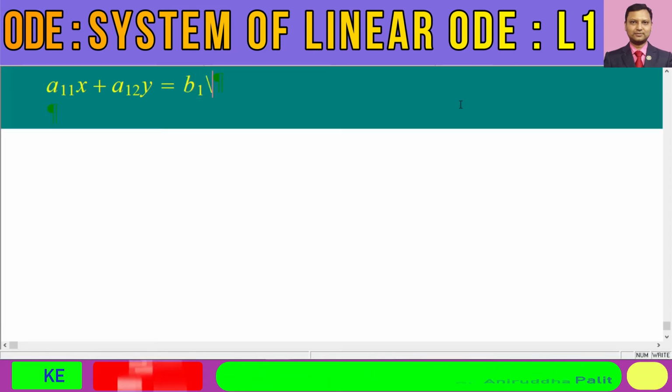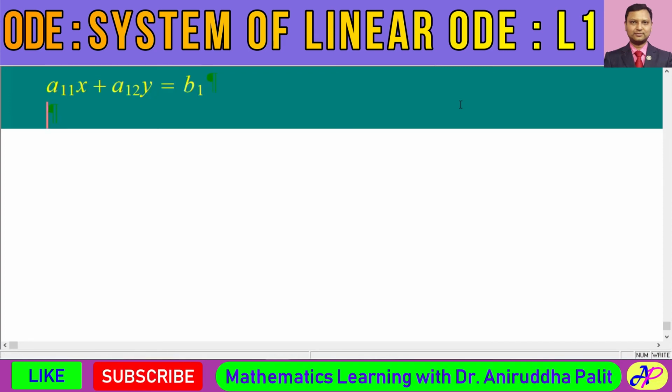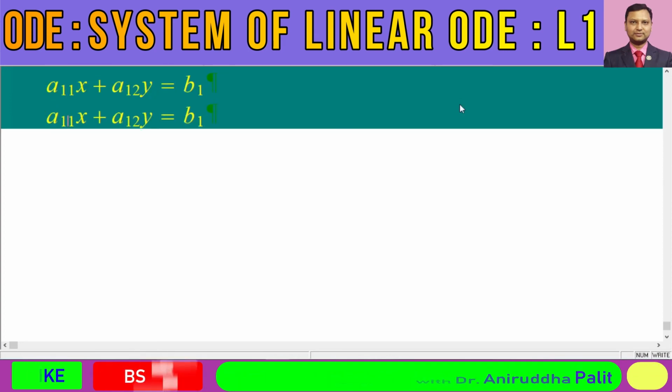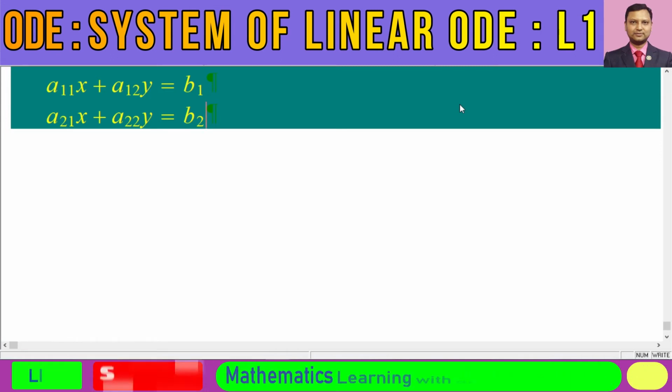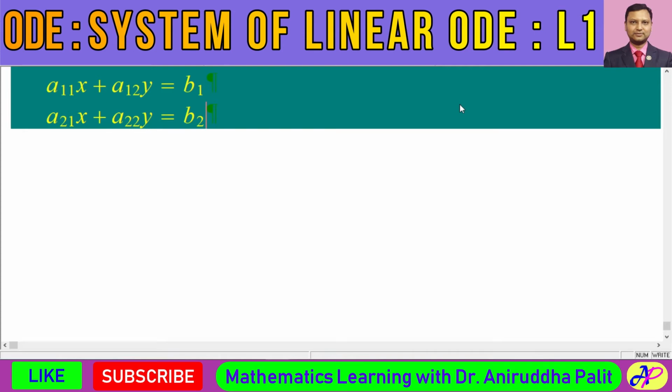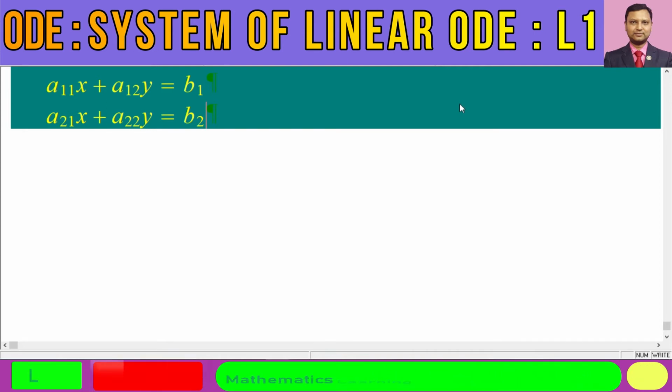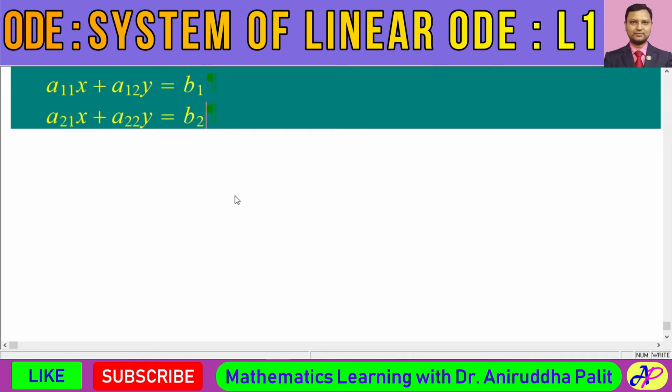And suppose we have this kind of equation, a21 x plus a22 y is equal to b2. Then you know different techniques, method of elimination, cross multiplication, and so on. You know different techniques of solving this kind of algebraic equation. These are not differential equations. Method of cross multiplication is there, method of elimination is there.